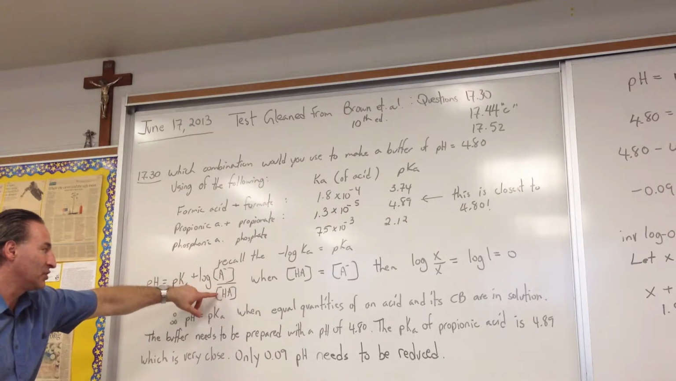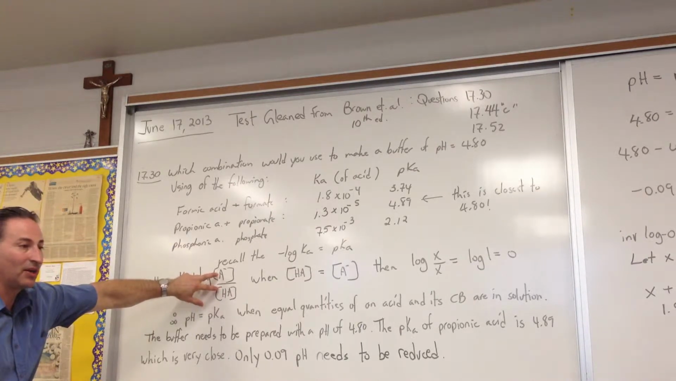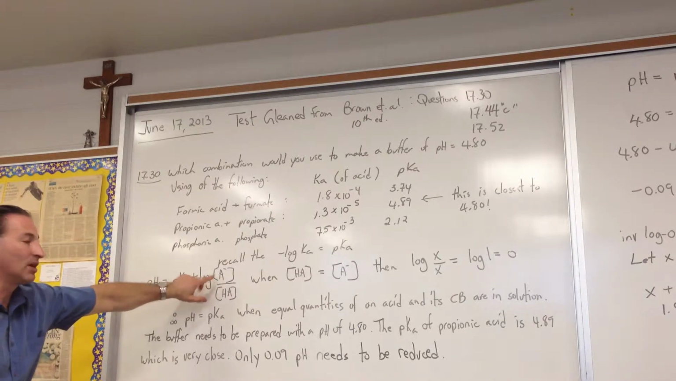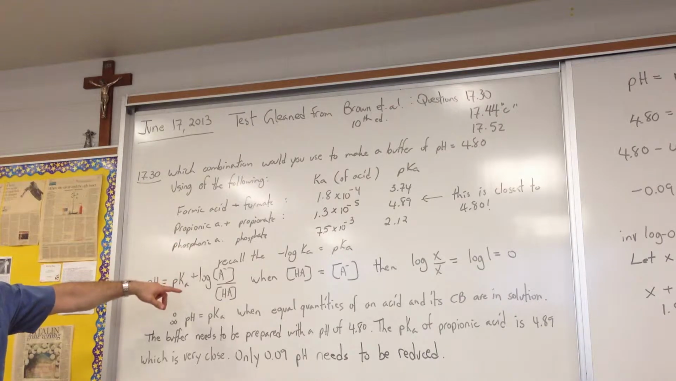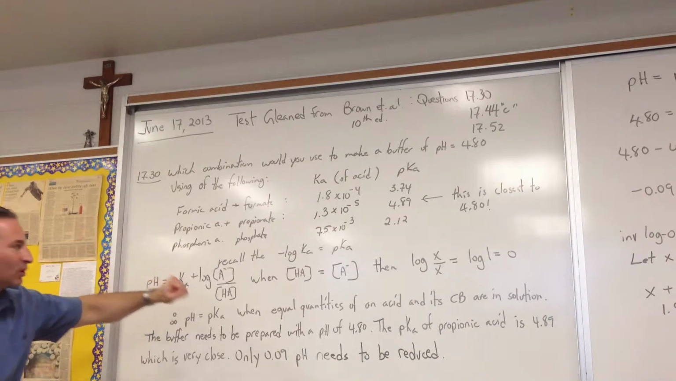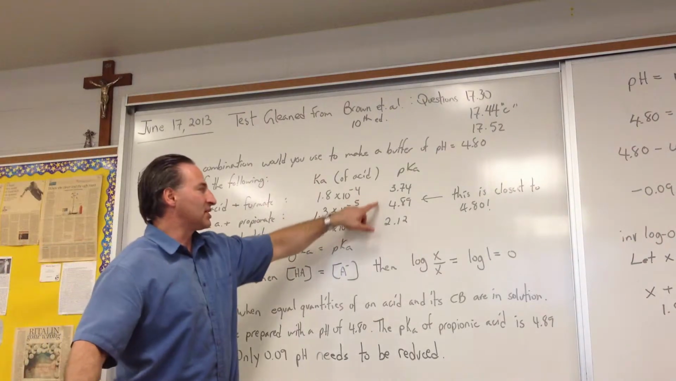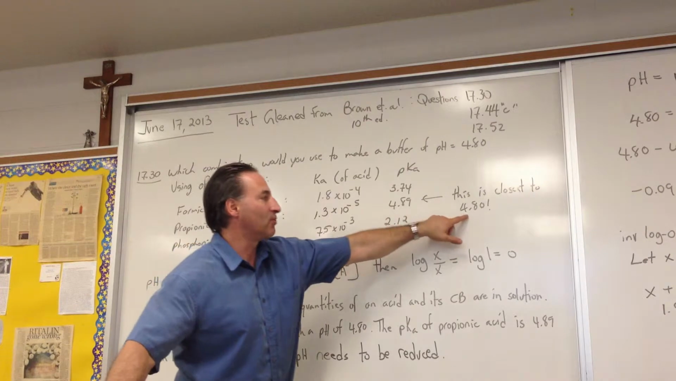So let's say the value here was 0.1 molar, and the value here was 0.1 molar. 0.1 over 0.1 gives you 1, and the log of 1 is 0. So when an acid is half ionized, or half neutralized, whatever you want to say, the pH is going to equal the pKa. So what we're looking for here is a buffer system that is going to have a pKa close to 4.8.